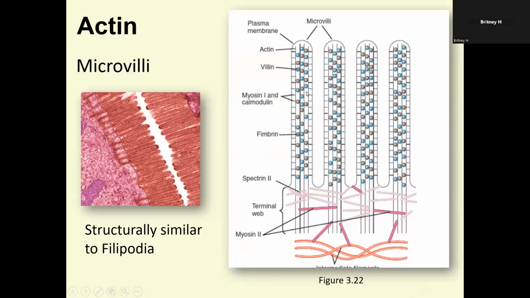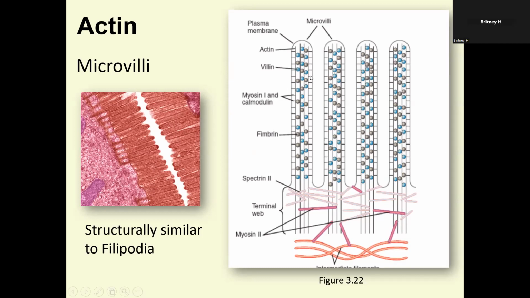So here are your parallel arrays, and they're cross-linked with villin and fimbrin. I know fimbrin's important in filopodia. I think there's another protein called fascin. Let's not worry about that one. So anyway, you're cross-linking here, and by cross-linking them, you're going to make that a little stiffer.